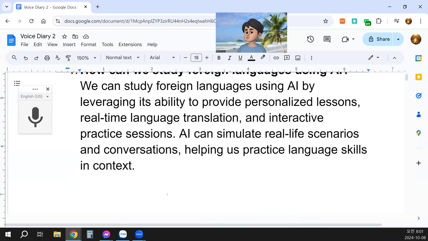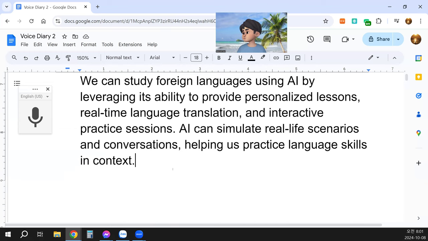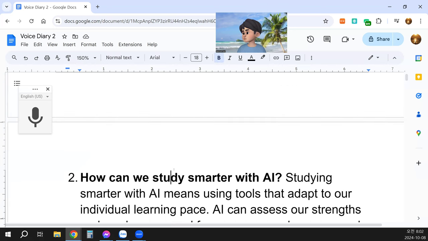Questions and answers. How can we study foreign languages using AI? We can study foreign languages using AI by leveraging its ability to provide personalized lessons, real-time language translation, and interactive practice sessions. AI can simulate real-life scenarios and conversations, helping us practice language skills in context. How can we study smarter with AI?